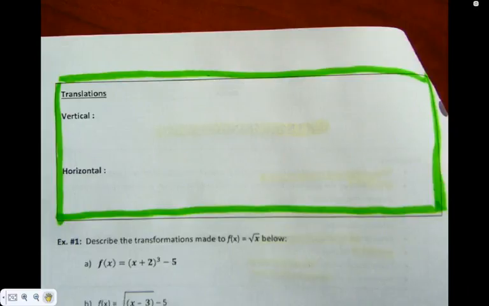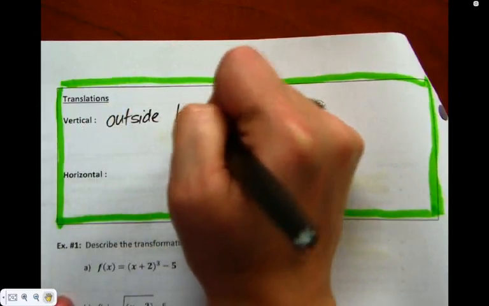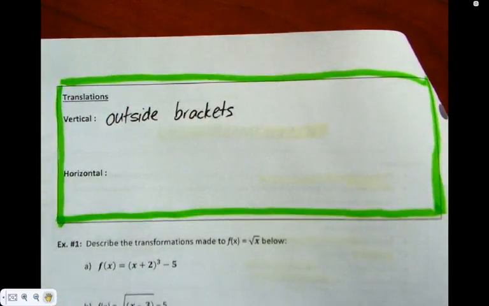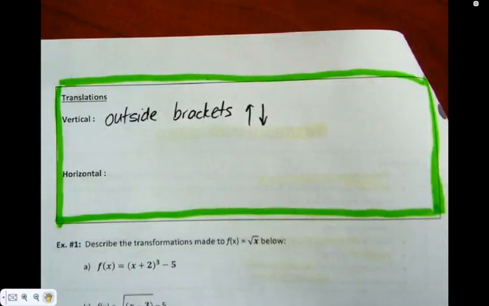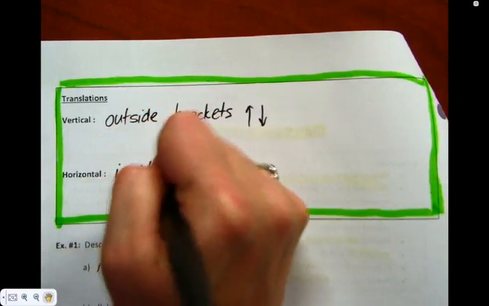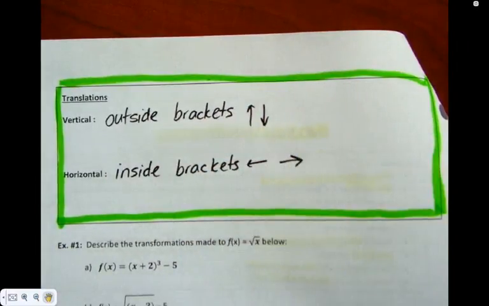How do you know the difference between a vertical and a horizontal translation? I'm going to repeat this 5 bajillion times between now and the end of this unit. Vertical translations are outside of brackets. And again, they're your up and down movements. Horizontal translations are inside brackets. And they're the opposite of what the equation says they are. Correct. You should probably write that down as well. It's going to come a little bit later.